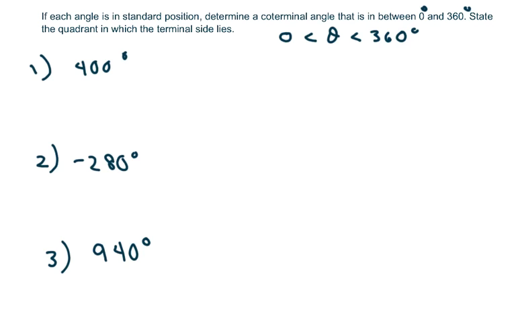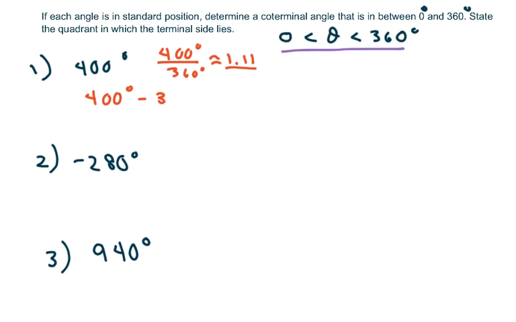Basically, you're just going to be adding 360 until you get in between here, or you're going to subtract 360 until it gets in there. Add or subtract. The professional way would be to take your 400 and divide it by 360, which is approximately 1.11. That means we're just going to subtract 360 once. So 400 minus 360 degrees gives you 40 degrees. And we know 40 degrees is in quadrant 1.